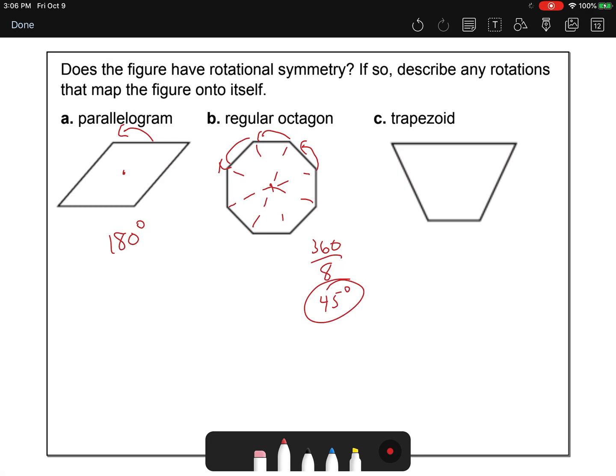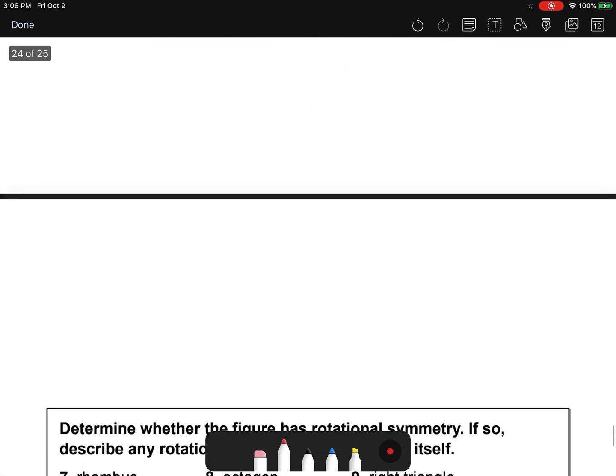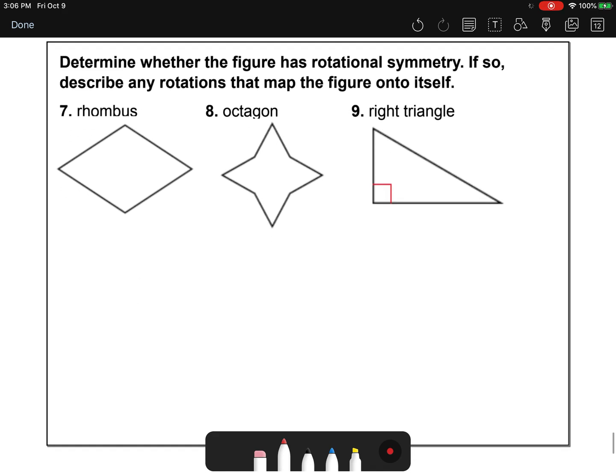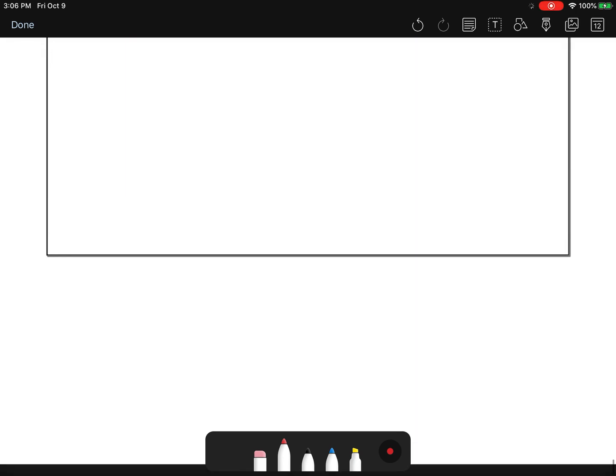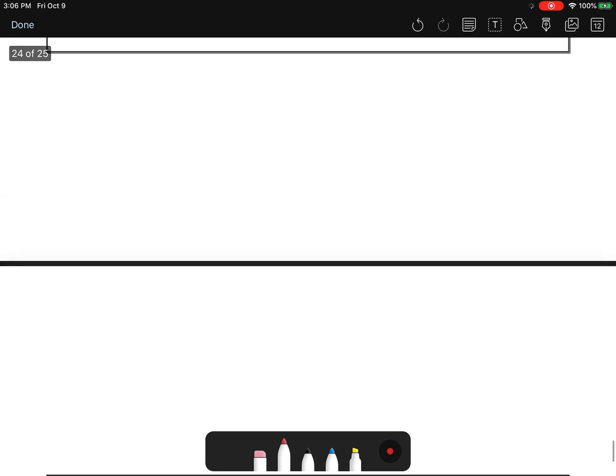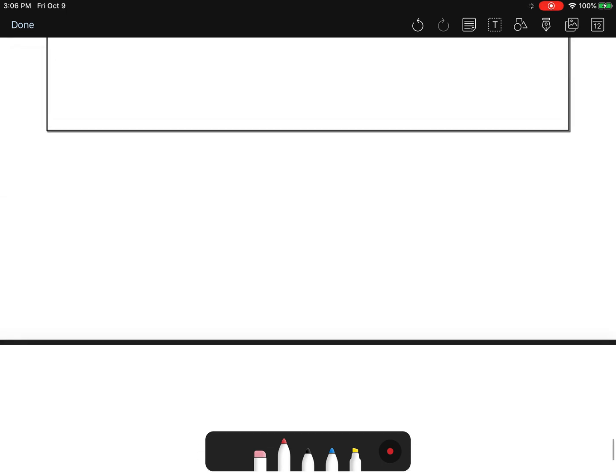So every 45 would be the same. This trapezoid does not have any. None. No rotational symmetry. Would not look the same. Does this rhombus? Oh yes, every 90 degrees. How about this thing? Yep, every 90 degrees. How about this right triangle? Nope. Okay, that concludes our lesson 11.1 through 11.3.